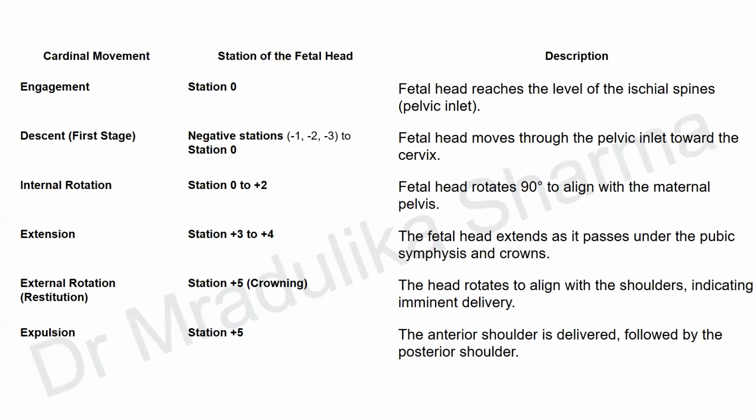Here the fetal head rotates 90 degrees to align with the maternal pelvis AP diameter. Extension, station +3 to +4. The fetal head extends as it passes under the pubic symphysis and the crown. External rotation, which includes restitution, happens at the +5 station. The head rotates to align with the shoulders, indicating imminent delivery. And the expulsion: the anterior shoulder is delivered here, followed by the posterior shoulder.